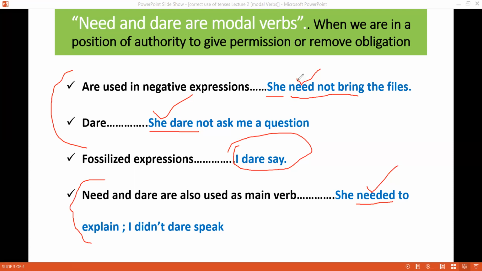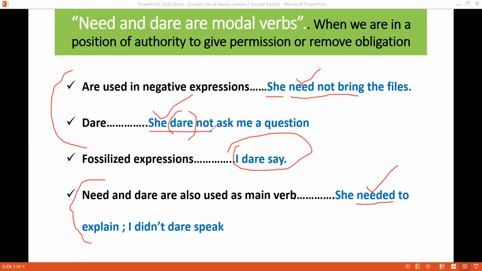As it has been used as a modal verb and showing authority, s has not been used with need, and need has been used here as a modal verb. Similarly, she dare not ask me a question. If there had been a main verb, it should contain s as the first thing, and as it is a negative expression, it should come, she does not dare ask me a question.